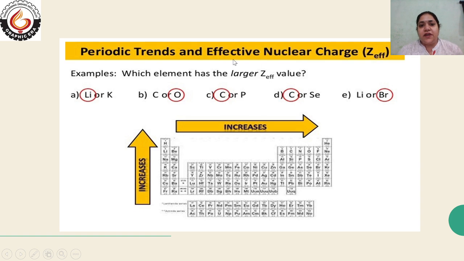Now, periodic trend and effective nuclear charge. What is the periodic trend for the effective nuclear charge? So here you can see that this one is the periodic table, and in periodic table, when we move from left to right in a period, the effective nuclear charge increases. Why this happens? Because for example, if you're talking about the second period, here lithium, beryllium, boron, carbon, nitrogen, oxygen, fluorine, neon, etc. So what happened here, that the number of shell remains same. The number of shell is shell 1 and shell 2, clear, because it is in period 2.